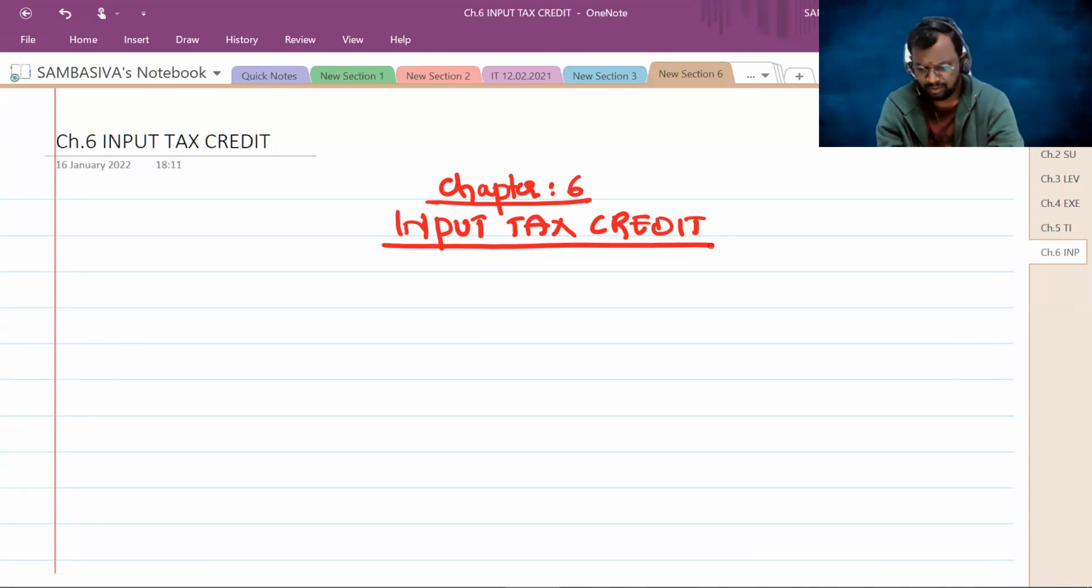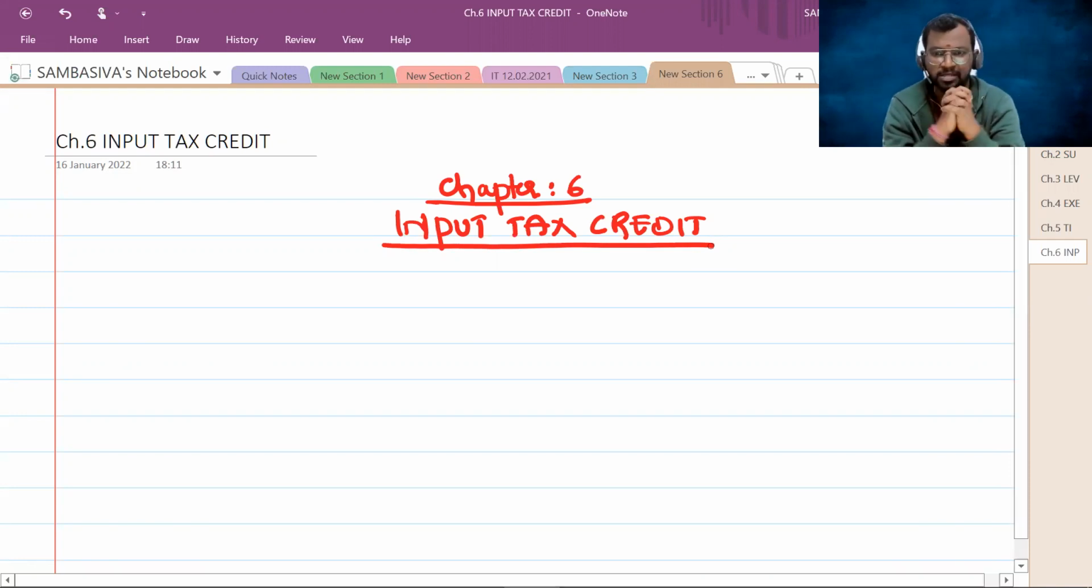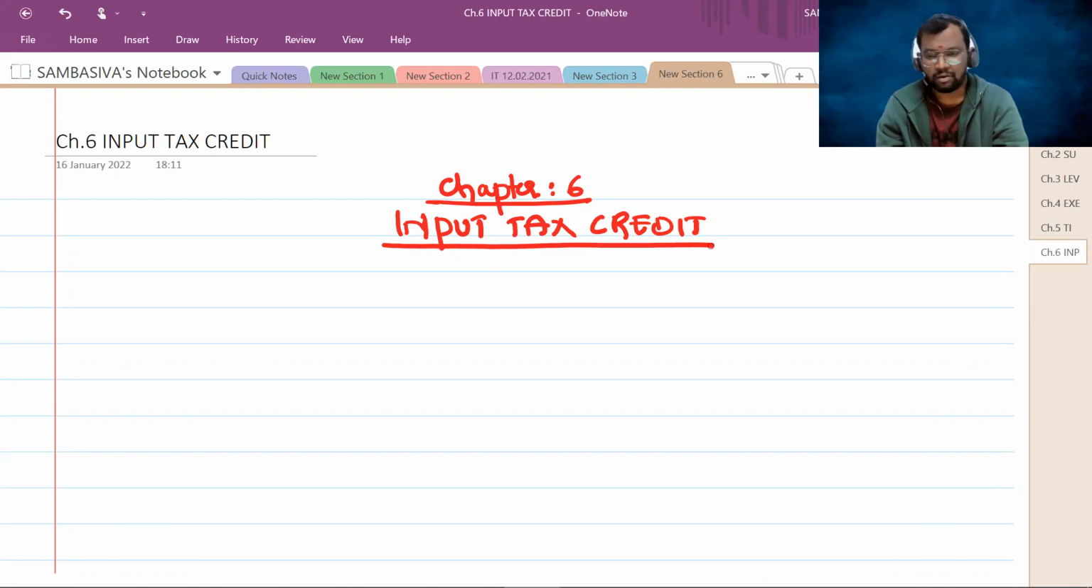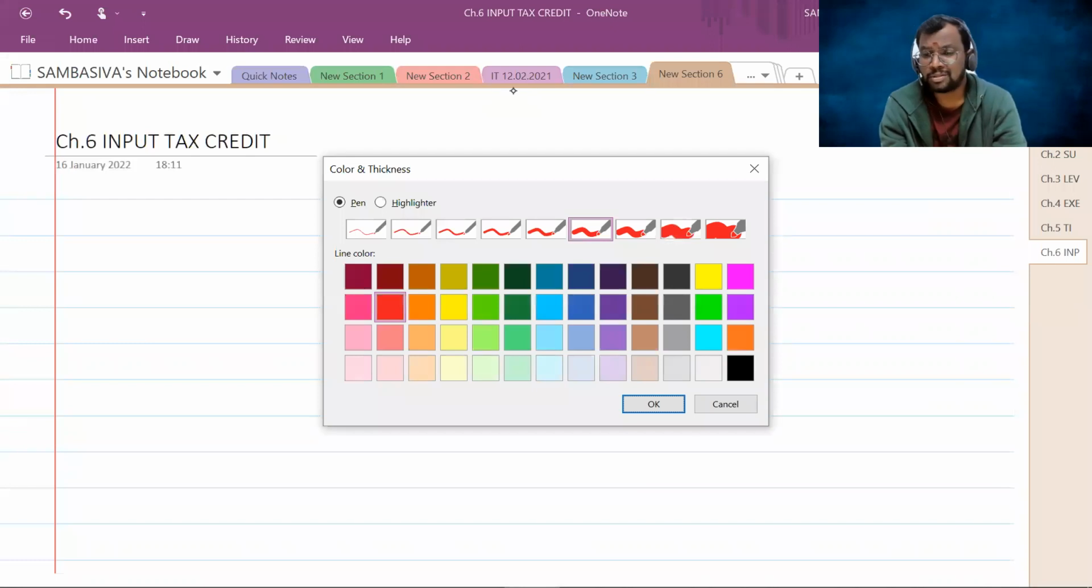Sir, what is input tax credit? The first question that comes to our mind. Are we listening to this word, input tax credit, for the first time, or have we already heard it? The answer is yes. We have already learned what input tax credit is in the first chapter itself, GST in India, an introduction. Let us discuss the concept of input tax credit with a small example.